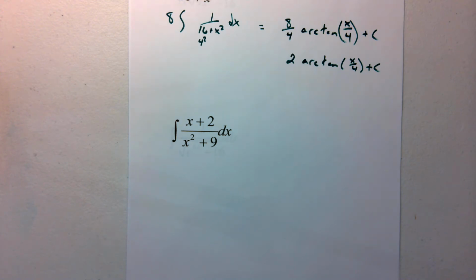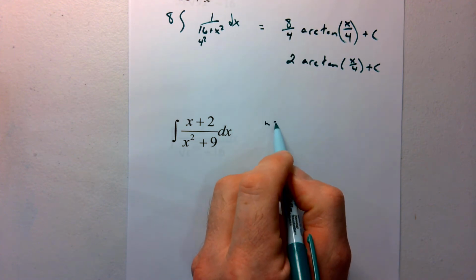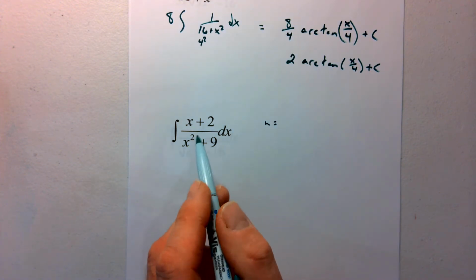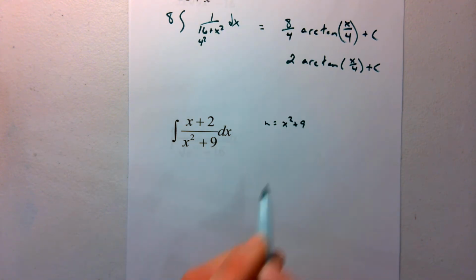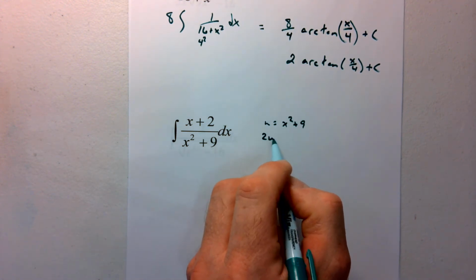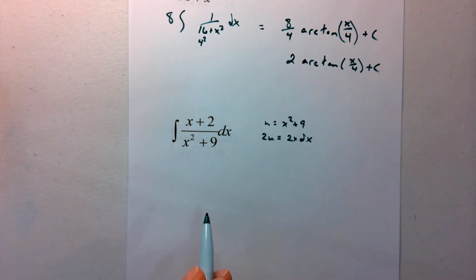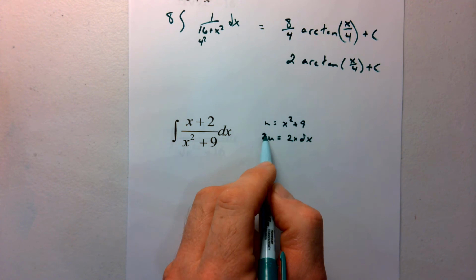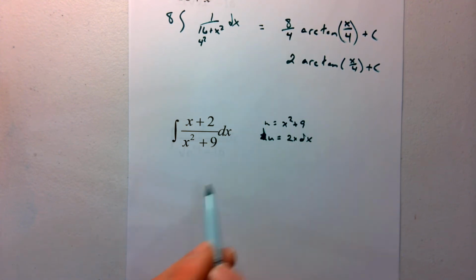So we have to think about what we can do with this to make it something that we can work with. Well, if I do a u substitution, it doesn't have to necessarily be an arctangent problem. So maybe I do a u and I try this and I see what happens. I get du equals 2x dx.